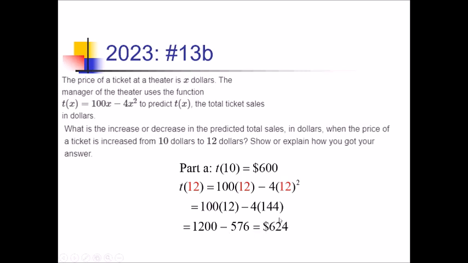Now comparing this to my $10 price, if I do 624, the new price, minus the old price of 600, I see that there's a difference there of $24. Since my price went up as I went from $10 to $12 tickets, that means we have an increase of $24 in ticket sales.